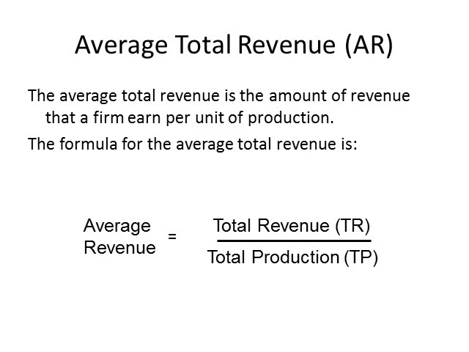The average total revenue is the amount of revenue a firm earns per unit of production. The formula for the average total revenue is average revenue is equal to total revenue divided by total production.